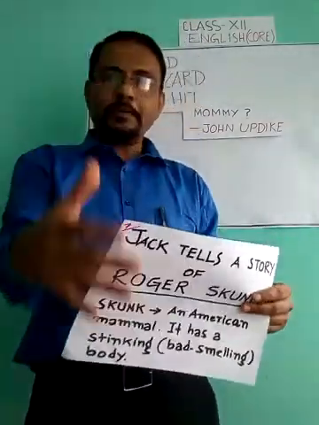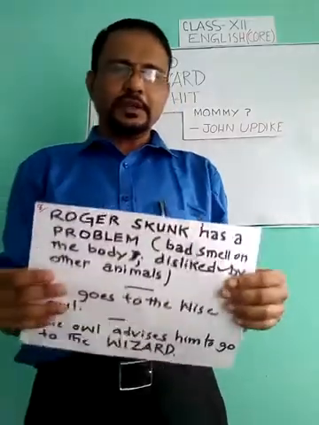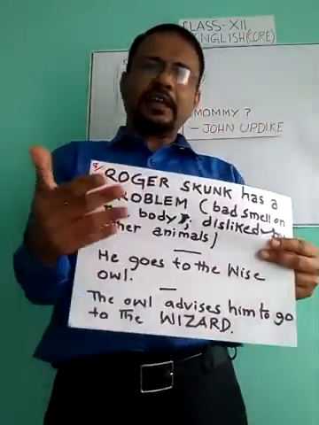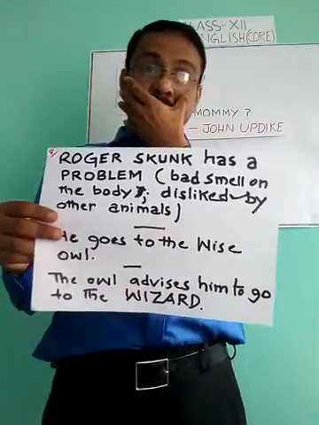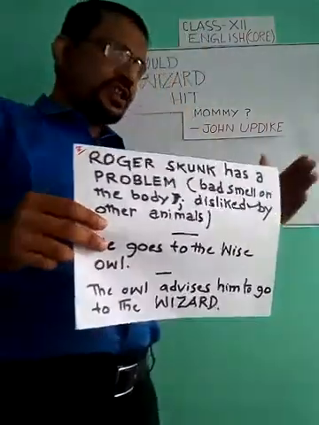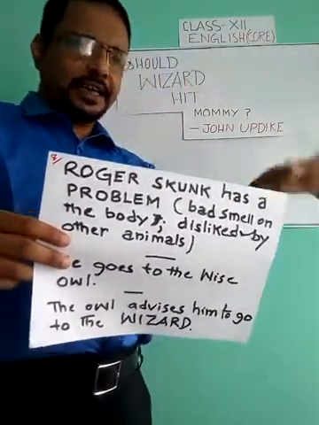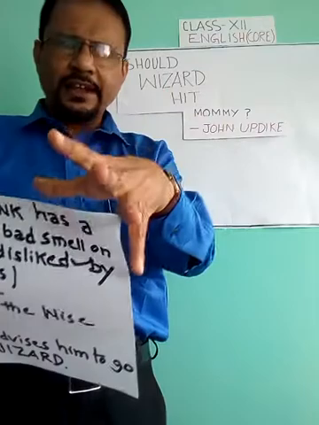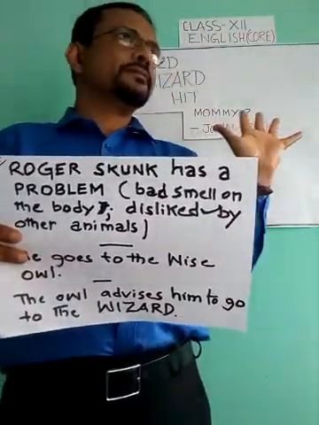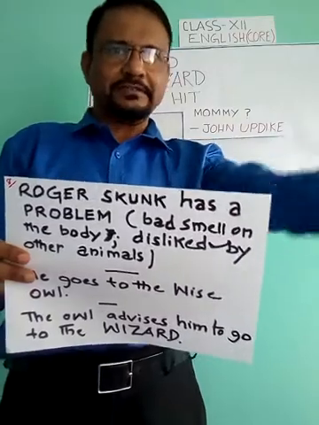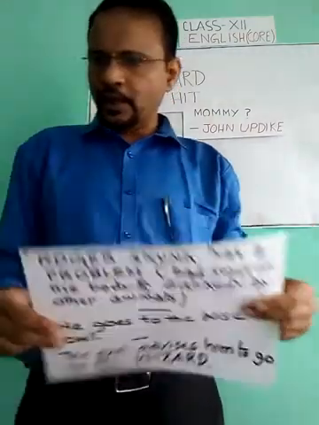So, what was the problem with Roger skunk? It is already said that Roger skunk's body smelled very badly. So the bad smell on the body was the problem, and because of the bad smell, other creatures in the jungle did not like his company in their games. So Roger skunk felt avoided. He felt left out. He could not play with his friends because they did not like him because of his bad smell.